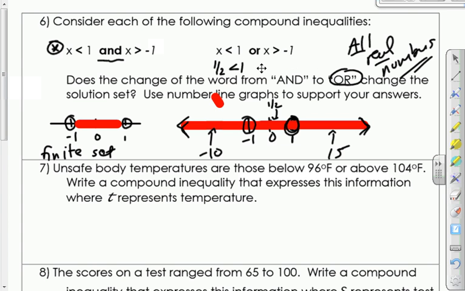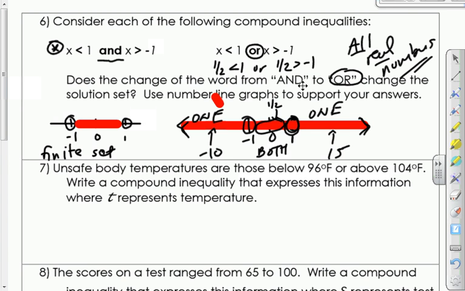1/2 is less than 1, or 1/2 is greater than -1. 1/2 is less than 1. That's true. 1/2 is greater than -1. Well, look at that. That's also true. Why do you think that happened? You guessed it. They were overlapping there. So both of them are true. So what happens in there, in the overlapping, both will be true. Once we get past those boundaries, only one of them will be true. But since it's an OR statement, we only need one.